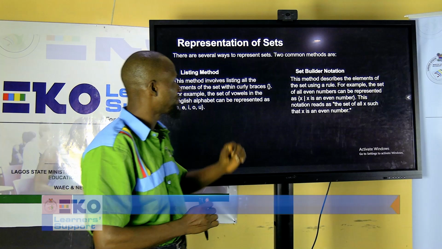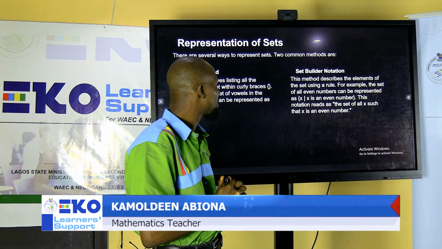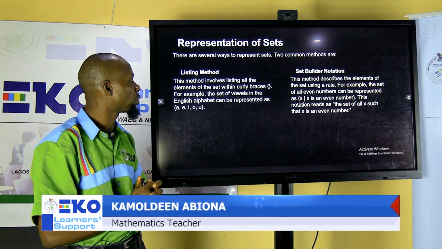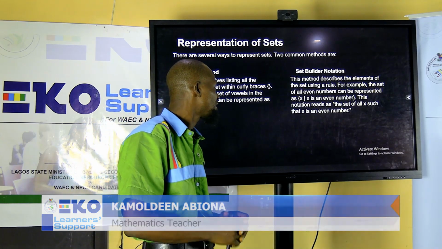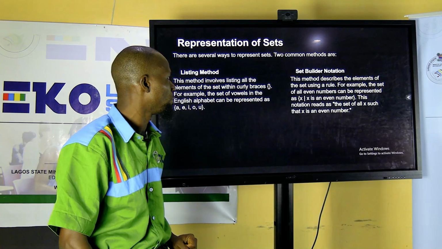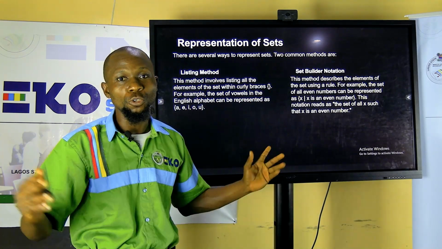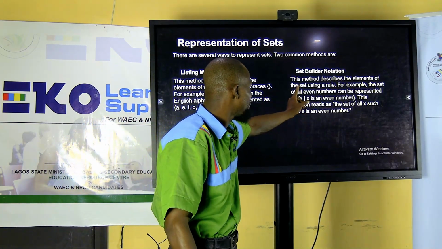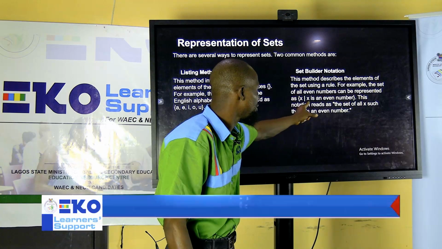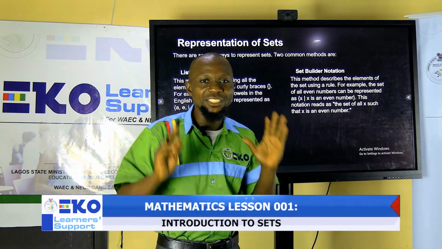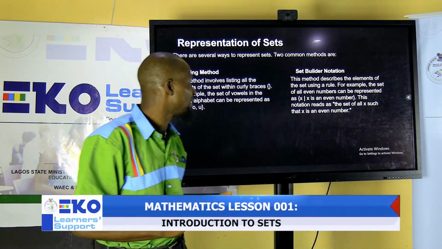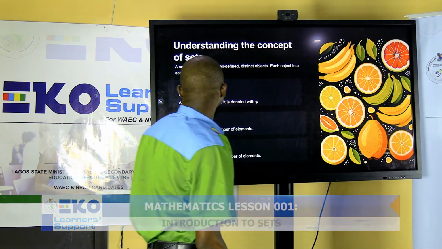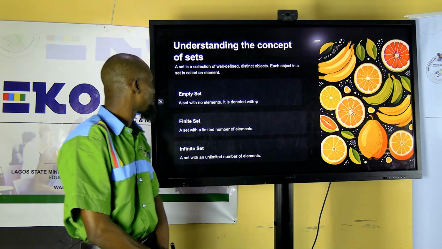The second way in which we can present a set is set builder notation. This method describes the elements of the set using a rule. For example, the set of all even numbers. How do we write it? x such that x is an even number. So that is enough to represent that particular set. Understanding the concept of set.